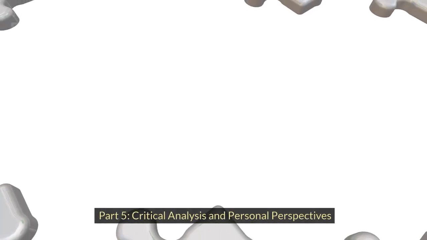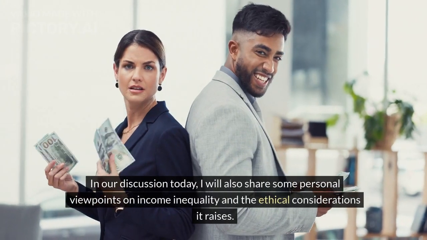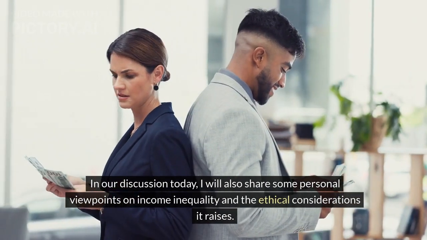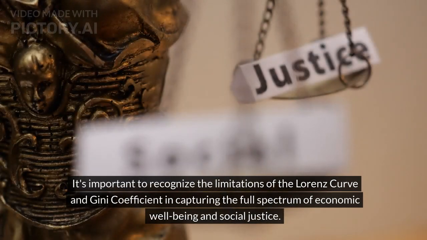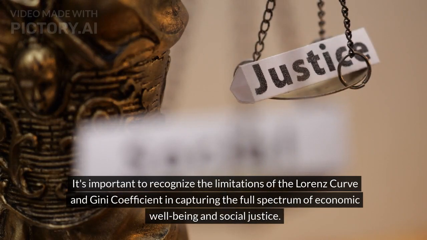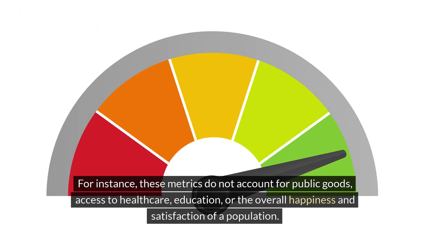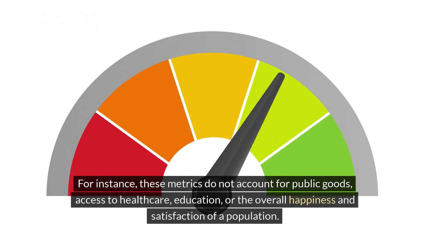Part 5. Critical analysis and personal perspectives. In our discussion today, I will also share some personal viewpoints on income inequality and the ethical considerations it raises. It's important to recognize the limitations of the Lorenz curve and Gini coefficient in capturing the full spectrum of economic well-being and social justice. For instance, these metrics do not account for public goods, access to healthcare, education, or the overall happiness and satisfaction of a population.